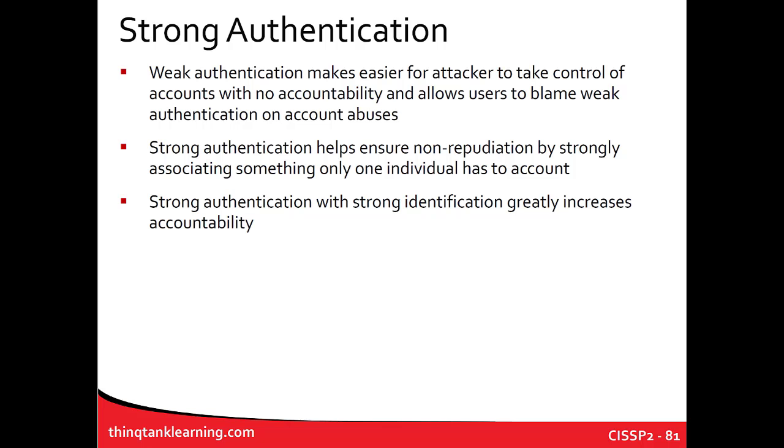Strong authentication is the enforcer, right? That links access to something only one individual possesses. Biometrics, smart card, token. That tight coupling ensures non-repudiation. Users cannot credibly deny actions taken under their identity. So if you pair this with strong identification, that's going to create a high integrity audit trail. All right.